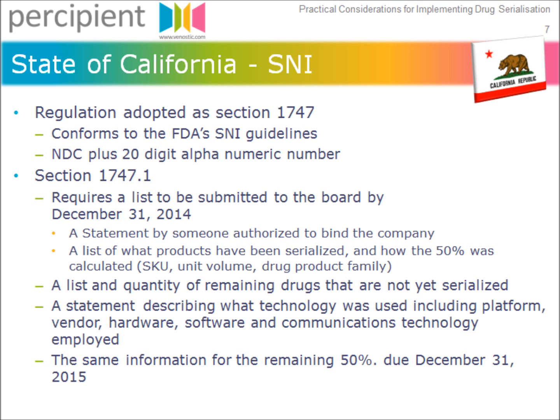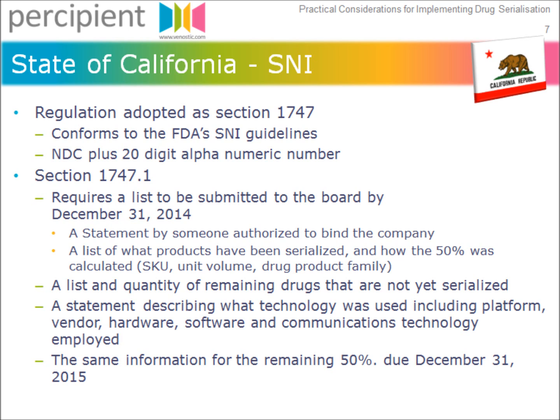The latest part of that regulation, 1747.1, does require this list of serialized products to be submitted by the end of next year. Somebody in a senior position in the company has to submit that and bind the company to that commitment. And you'll have to provide a list of what products have been serialized, and how you've calculated that 50% of your supply has been serialized. That can be by breakdown of stock keeping units, unit volumes, drug product families, therapeutic areas, and so on. You'd also need to provide a list and a quantity of drugs that have not been serialized. Interestingly, you'll have to give a statement describing what technology you're using to achieve that serialization, and that includes the platform, who the software vendor is, the hardware, communications technology, and so on.